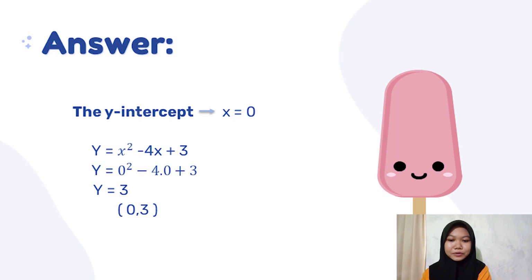Further, second, we will determine the intercept on the y-axis. For the y-intercept, the value of x is 0. y equals x squared minus 4x plus 3. We change the x to 0. y equals 0 squared minus 4 times 0 plus 3. y equals 3. So we got the point (0, 3).